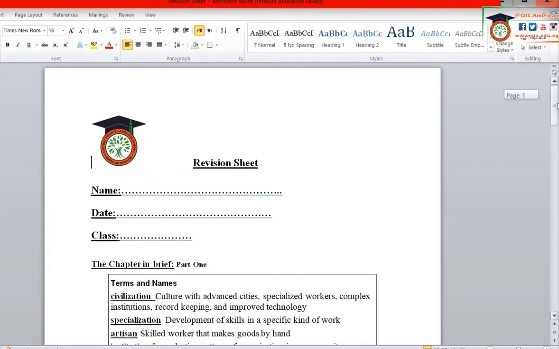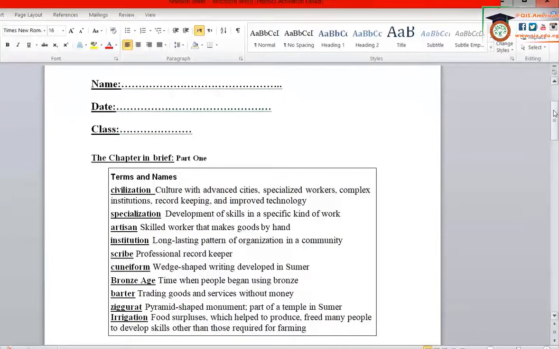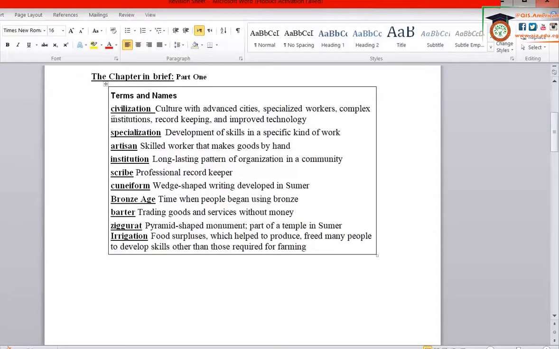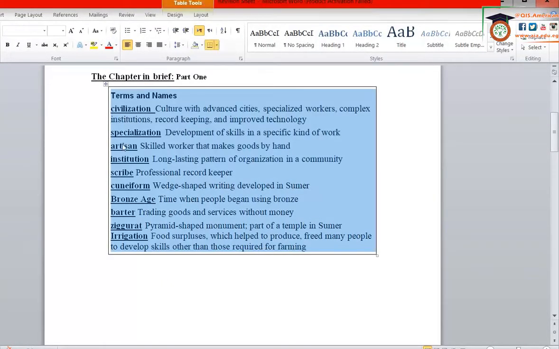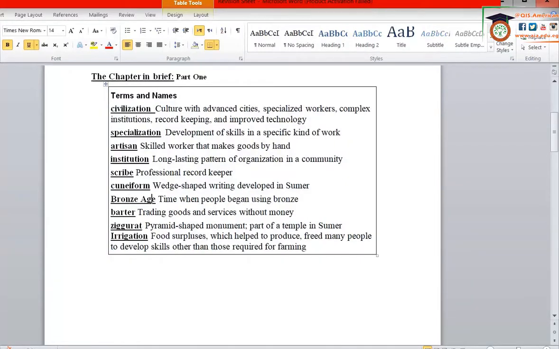Okay, let's start right away. Last time we did revise together the first 5 terms: civilization, specialization, artisan, institution, scribe, and cuneiform. Today we're going to finish the last 4, which is Bronze Age, barter, ziggurat, and irrigation.